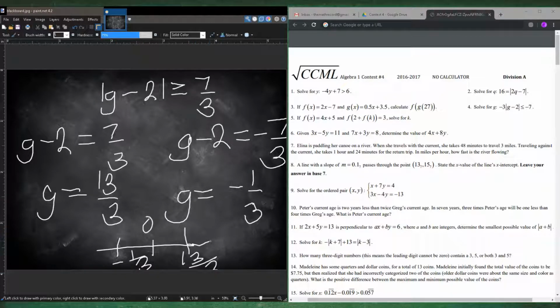So there's kind of 3 parts. Negative infinity to negative 1 over 3, negative 1 over 3 to 13 over 3, then 13 over 3 to infinity. So if we plug in 0 in here, that's negative 2, which is 2. So is 2 greater than 7 over 3? Which is not, so that doesn't work.